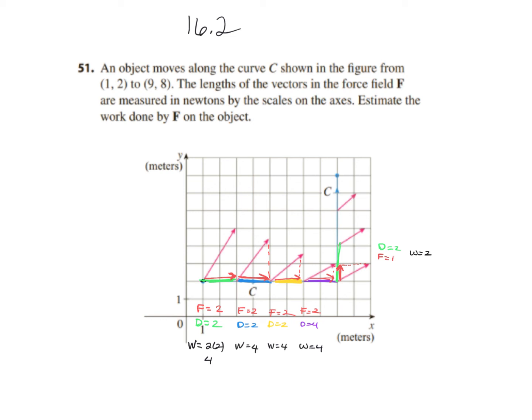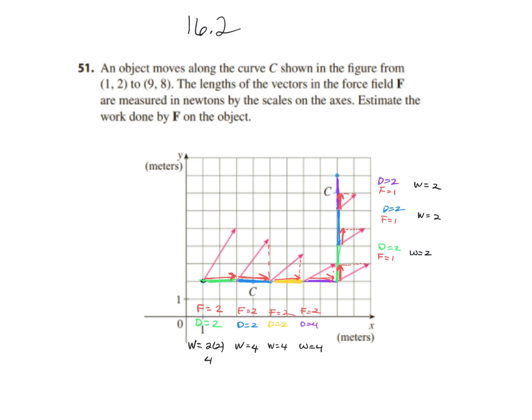Next piece. Similarly, from this force to the next one, the distance is 2. I take the component of force in that direction of travel. It's 1. So the work on that piece is 2 times 1, or 2. Last stretch there. From here to the end is a distance of 2. The projection of force is once again 1. So the work on that piece is 2 times 1, or 2.